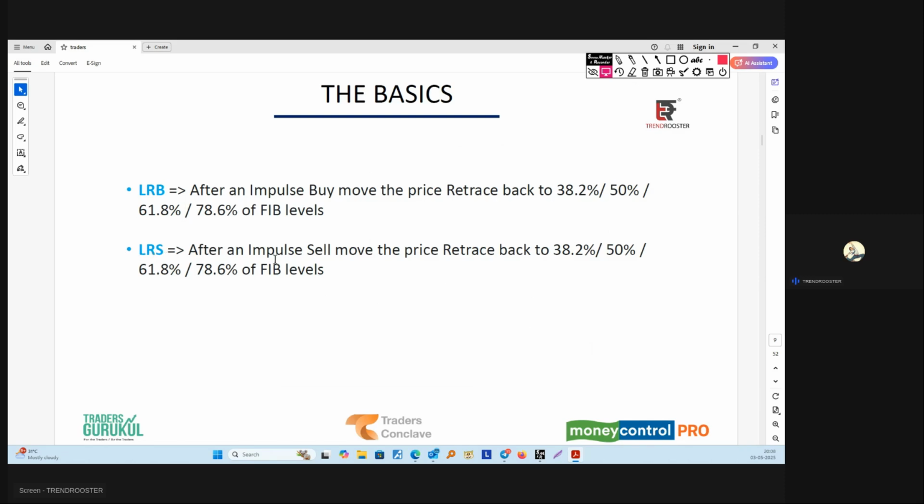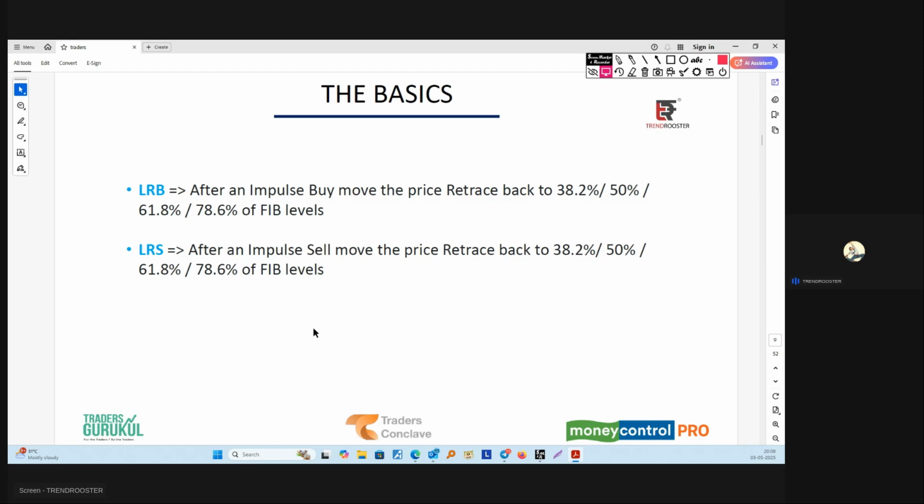Same thing for a low risk sell, the opposite of 38.2 percent, opposite of 50 percent, opposite of 61.8 percent, 78.6 percent, right? 61.8, okay, no idea. So I'm going to demystify this. Everything looks good in hindsight, but in a real manner it won't, because this is exactly what I presented in a traders conclave in a long back presentation. That is what I am presenting here. 78.6 higher retracement, higher probability.